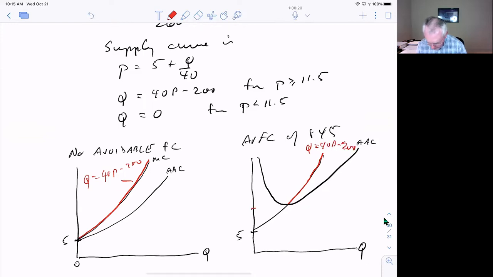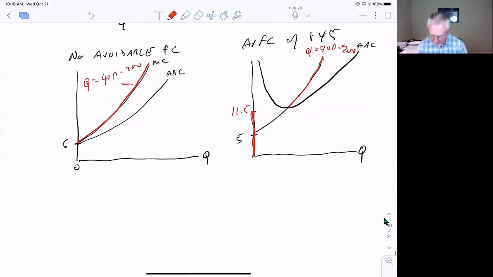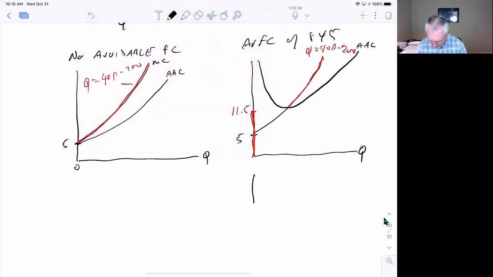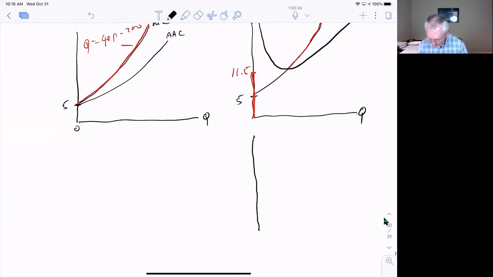But in this case now, for any price less than 11.5, Dan produces 0 pizzas when he has to cover that 845. Whereas over here, there is no discontinuity. The curve starts at Q equals 0. If I were to redraw this, let me just draw the supply curve here. Dan's supply curve with this avoidable fixed cost would be this, 11.5.